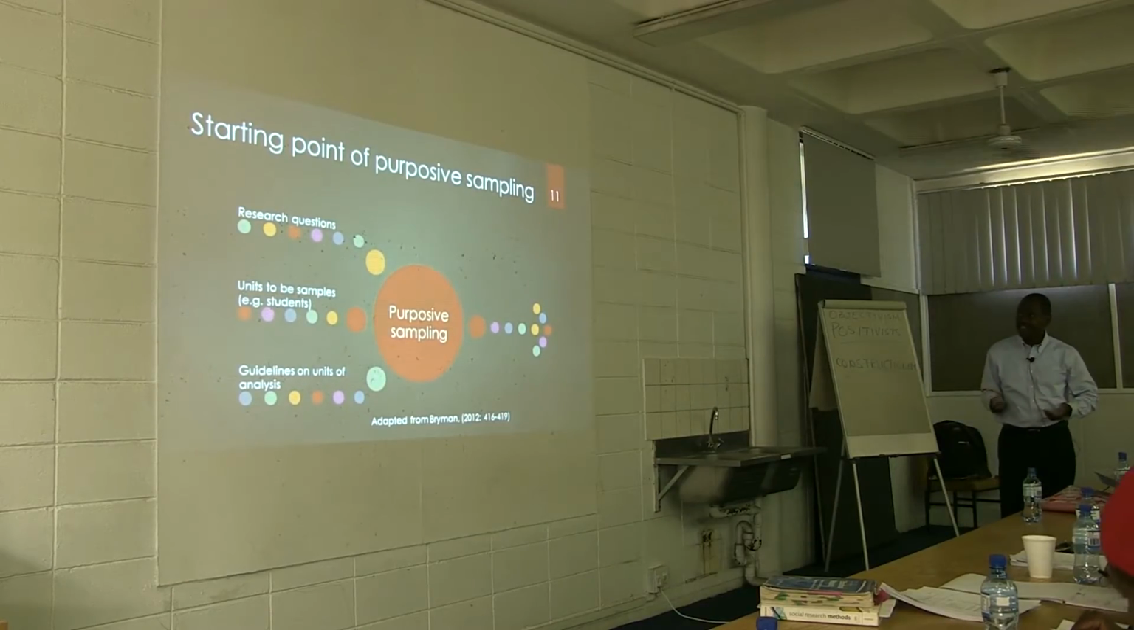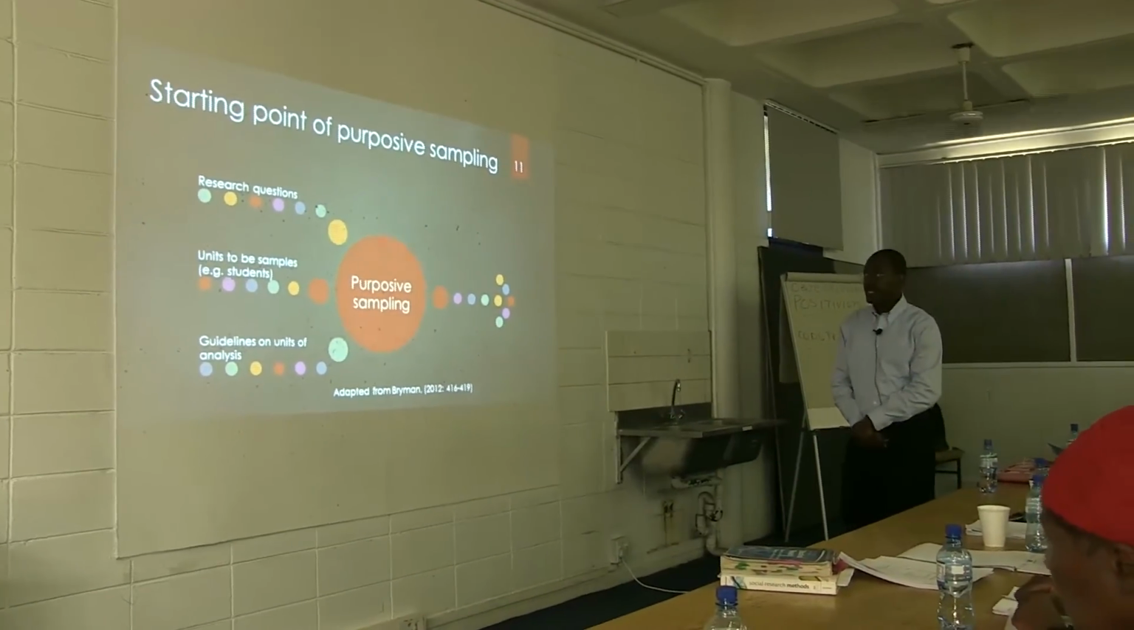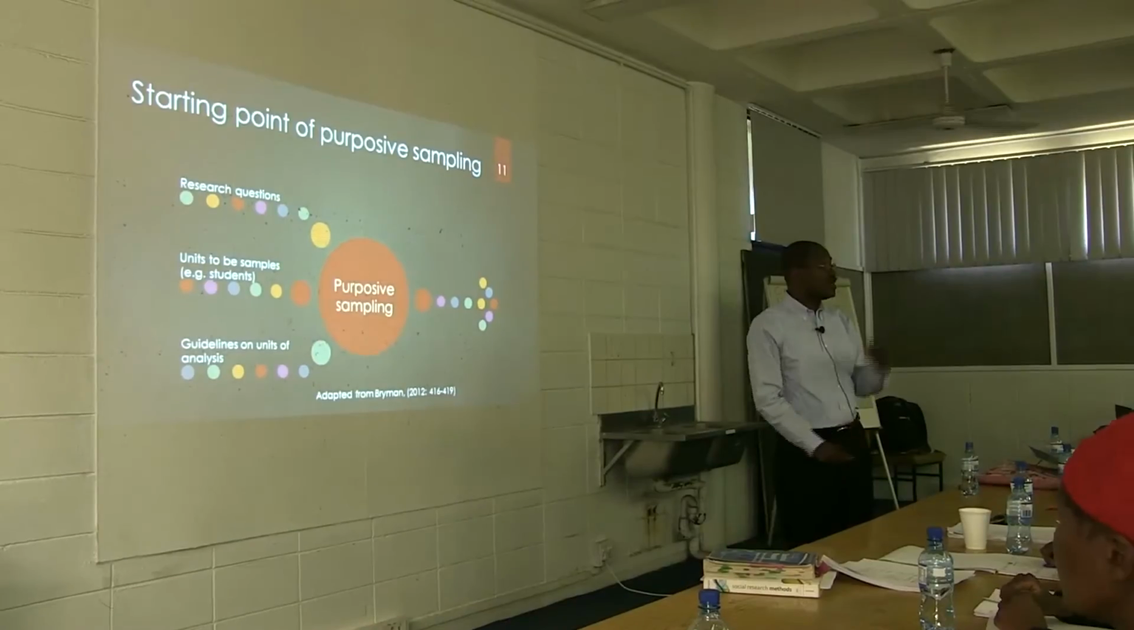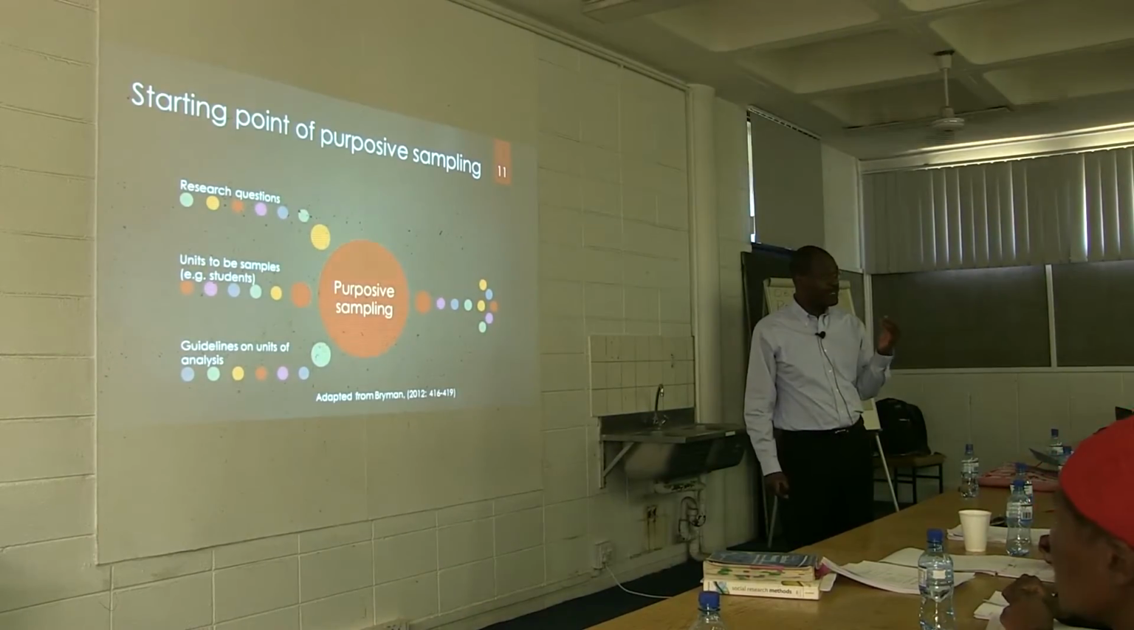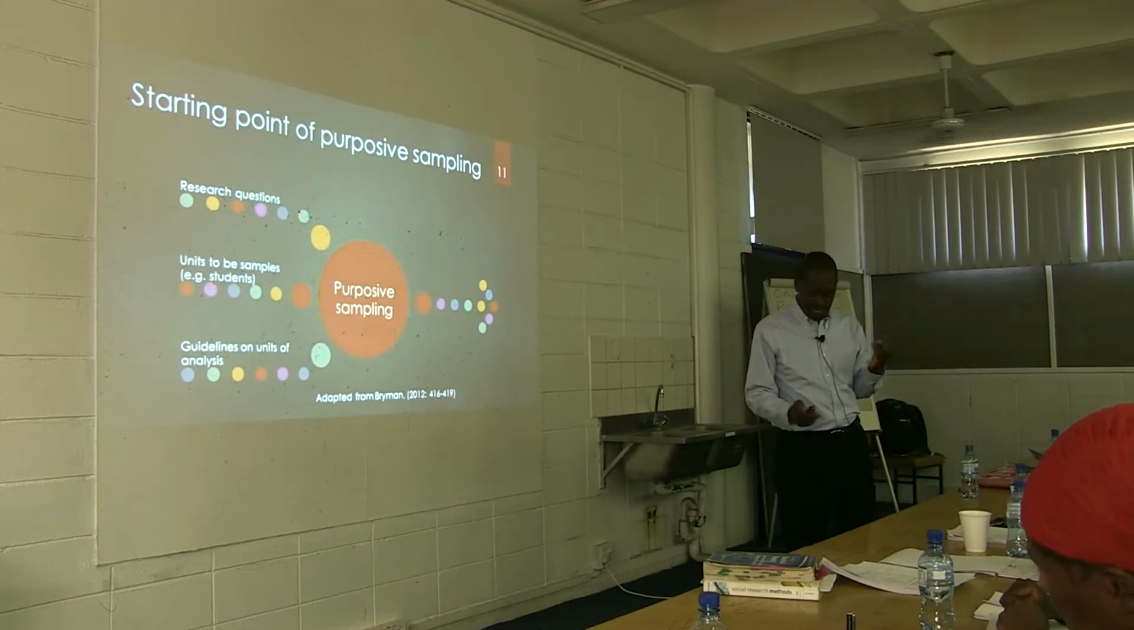So is this chart clear? Are we together? Because when you talk about purposive sampling, you need to come out very clear what you mean. Okay?